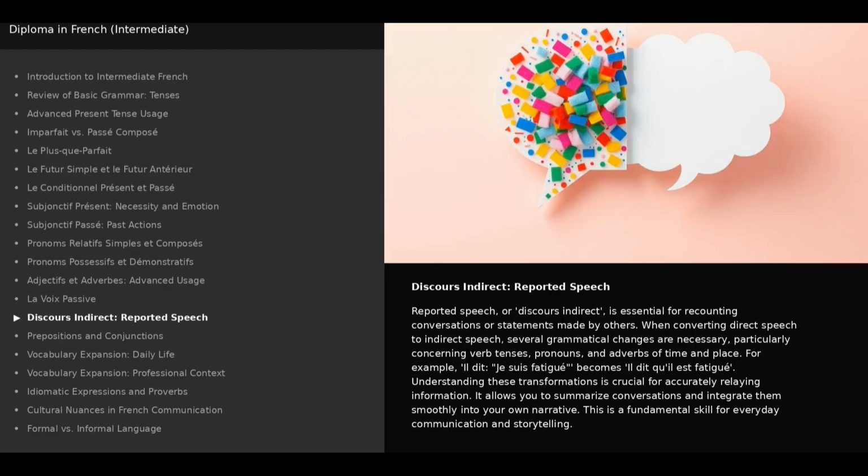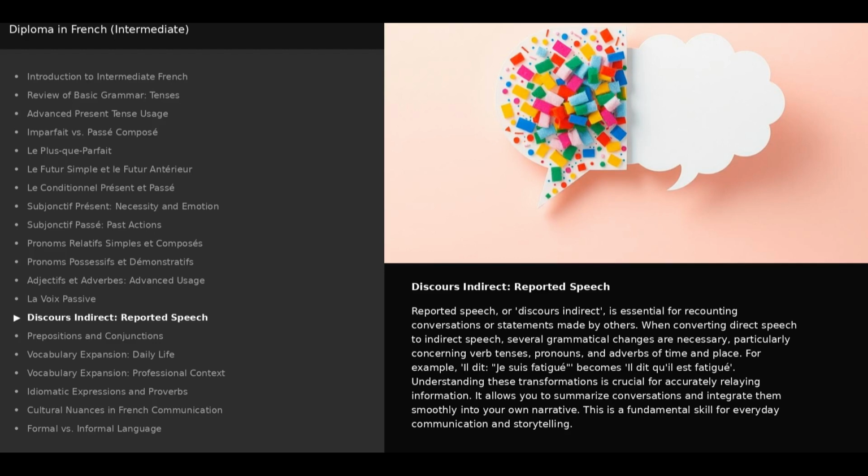Discours indirect, reported speech. Reported speech, or discours indirect, is essential for recounting conversations or statements made by others. When converting direct speech to indirect speech, several grammatical changes are necessary, particularly concerning verb tenses, pronouns, and adverbs of time and place.